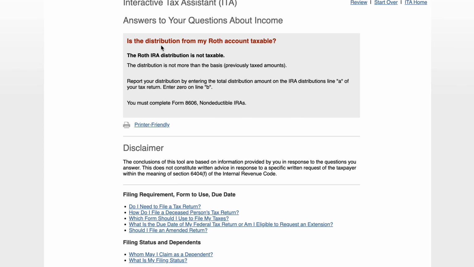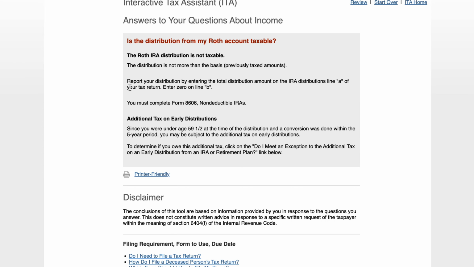Have you made a conversion to your Roth IRA after 2017? So again, we're talking about the 5-year rule. We'll just say no. Distribution is not taxable, right? So you would need to complete IRS Form 8606 to report your Roth IRA distribution. We've written articles about Form 8606. We'll put a link to that in our show notes.